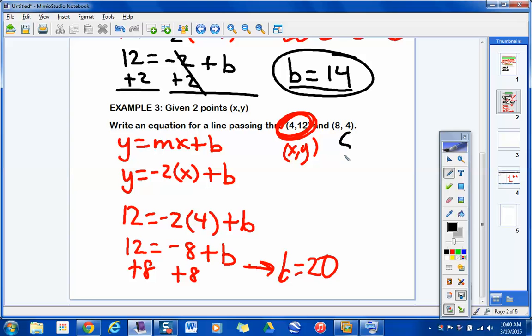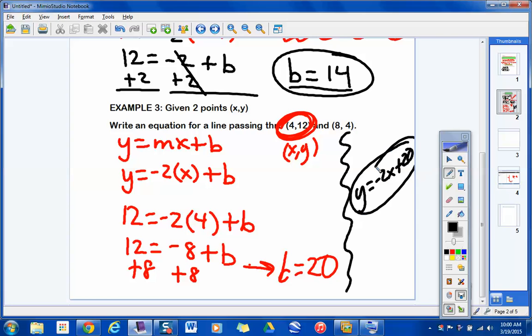So equation-wise, what would you say? Y equals -2x plus 20. I want to confirm this. We started out this situation given 2 points and said, hey, you write an equation that passes through (4, 12) and (8, 4), right?